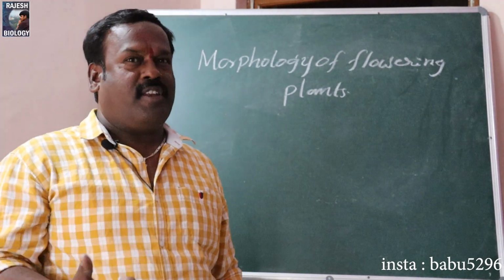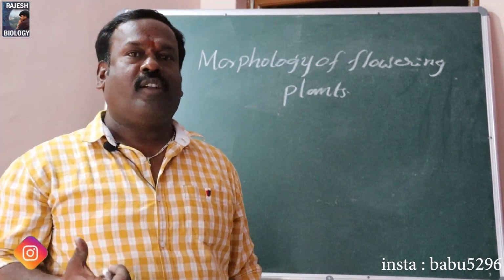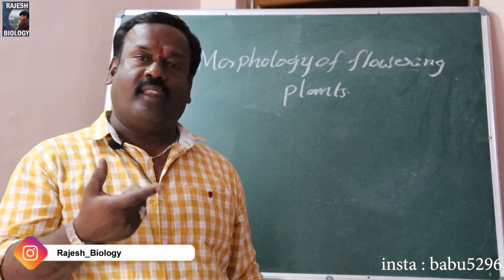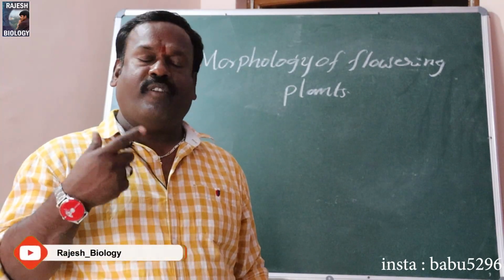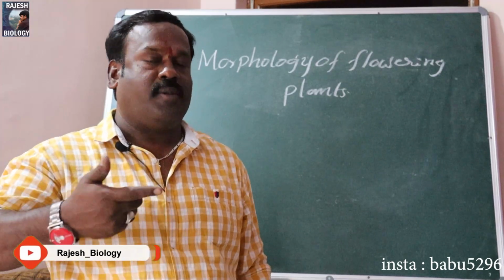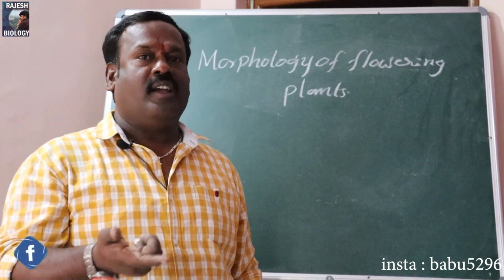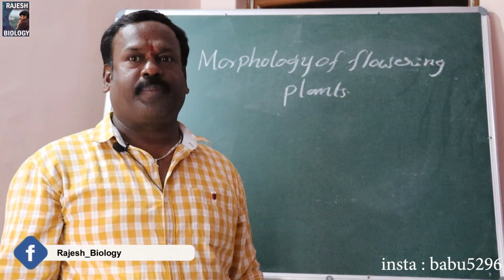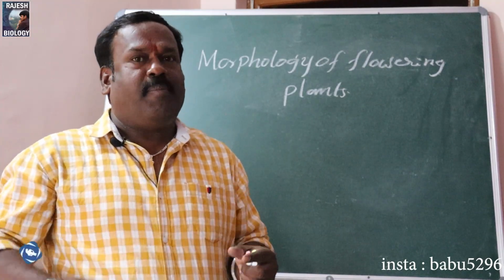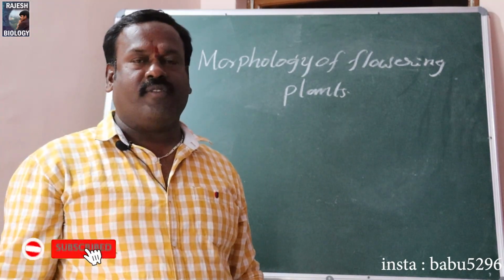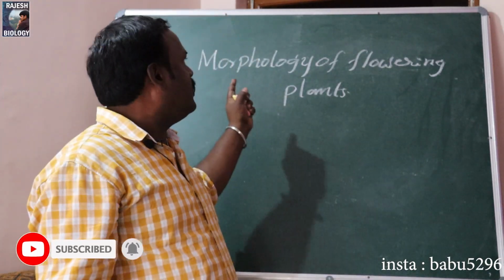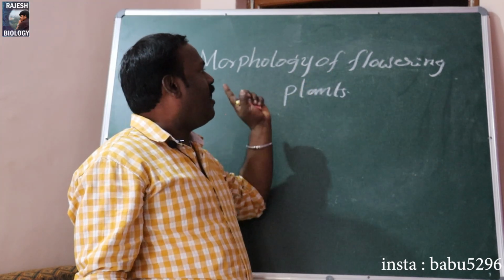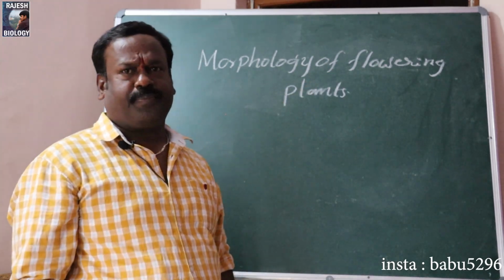Some are non-flowering plants. Those are called cryptogams, either thallophyta, bryophyta, pteridophyta. We will discuss non-flowering plants, cryptogams, after completion of flowering plants. So flowering plants means only flower formation we can see, those are called phanerogams. So here our chapter name is the morphology of flowering plants.